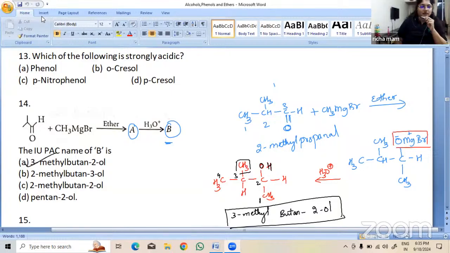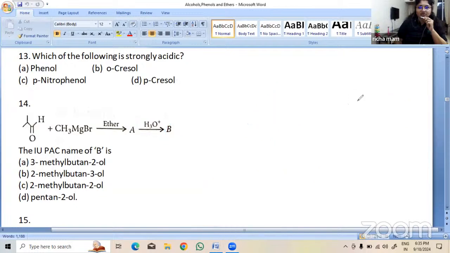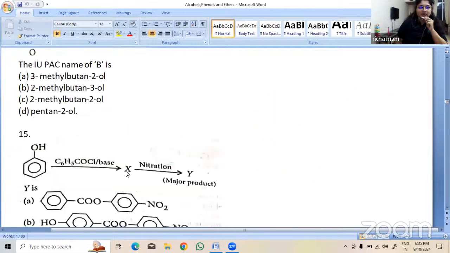Yes. Okay, fine. Let us go for the next one. This is a type of addition reaction which we have seen. Let us go for the next one.